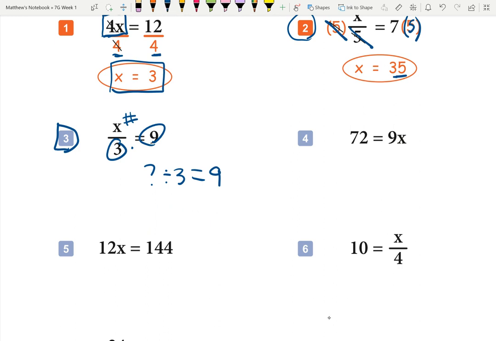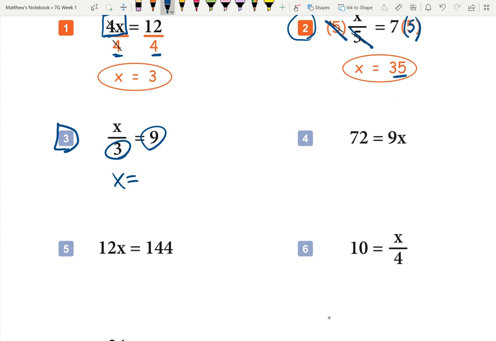So when we do that, we're going to be doing the opposite of what it's saying here, division, and instead multiplying our two factors together to get our starting value. So x would equal 27 when you do 9 times 3.